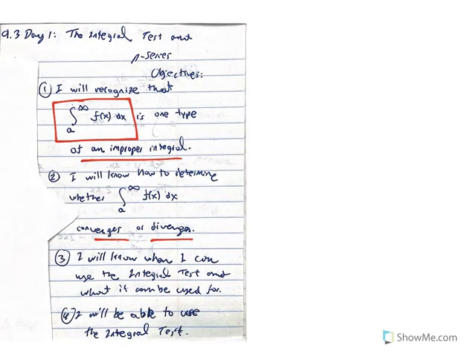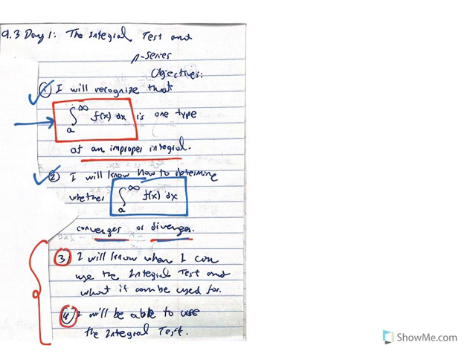So that brings us back to our objectives, and what we've done so far are objectives 1 and 2. We are able to recognize that this is one type of an improper integral, and we now know how to determine whether that particular type of improper integral converges or diverges. And now we're going to look at section 9.2 and look at objectives 3 and 4. You will know when you can use the integral test and what it can be used for, and you will be able to use the integral test.